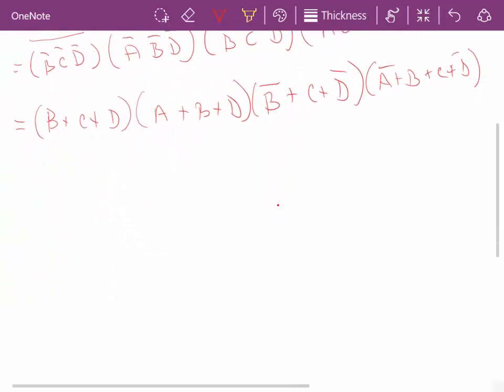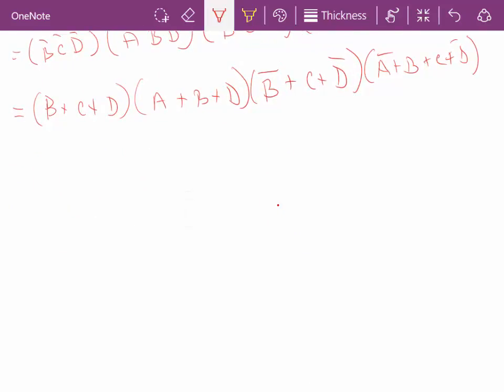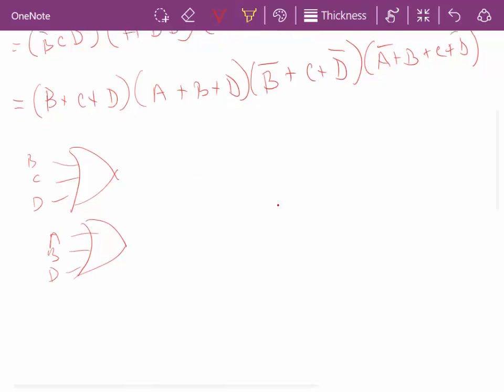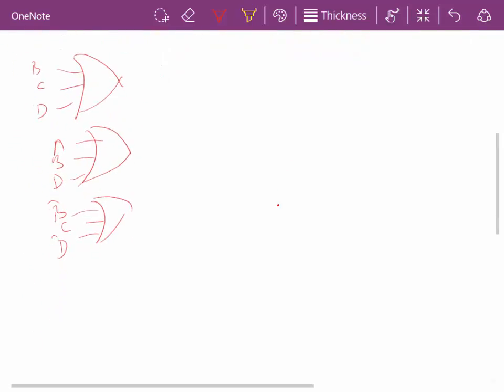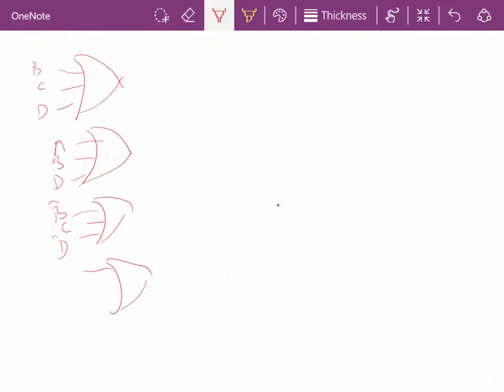So now, if I was to draw this, I would draw this with an OR gate with B, C, D. I would draw this one with A, B, D. This one with B naught, C, D naught. And this last one is A naught, B, C, D naught. And that would all go into my AND gate right there.